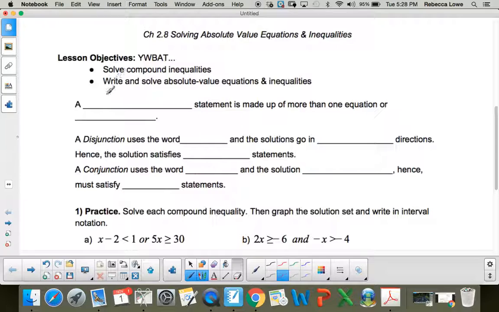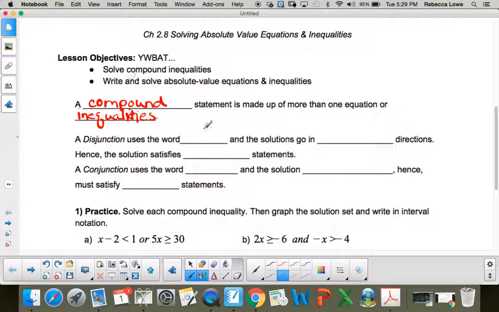So first we're going to fill in the words. A compound statement is made up of one or more equations or inequalities. So down at the bottom you can see some examples of some compound statements.